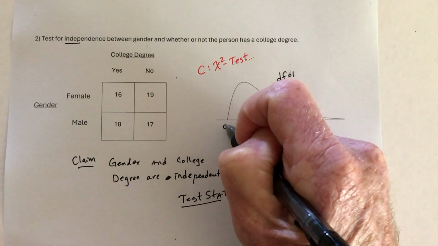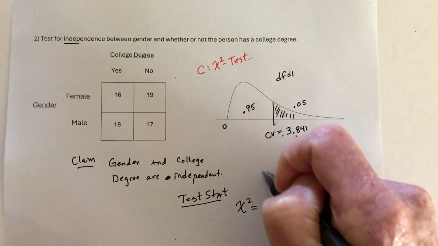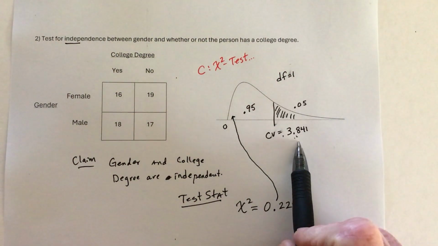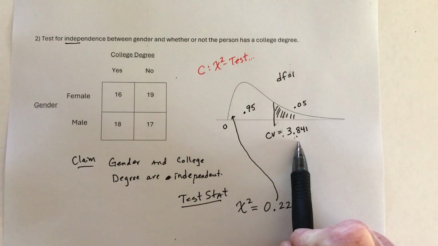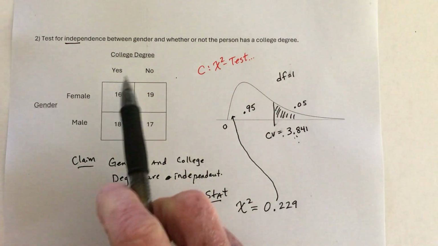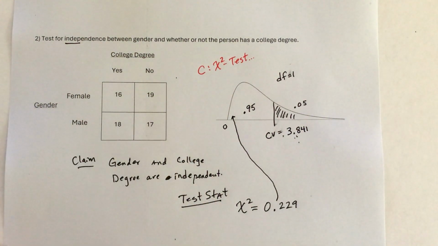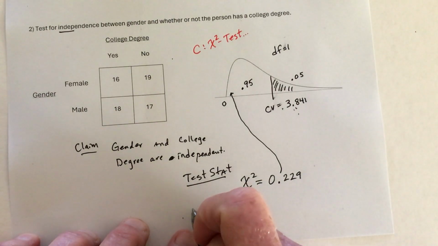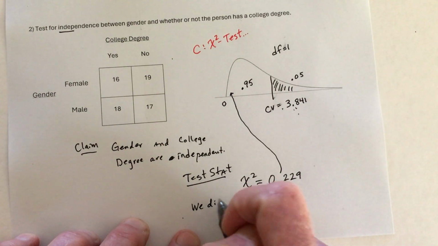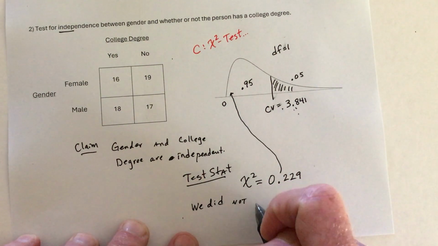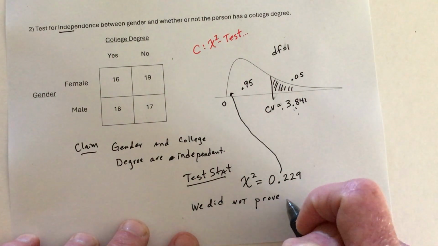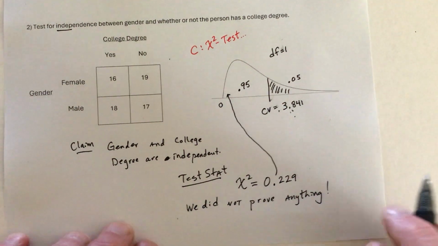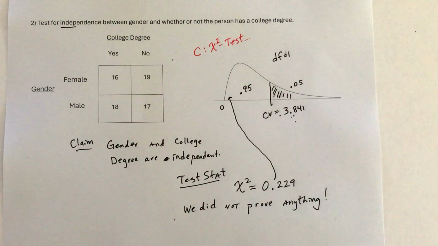Well, this graph starts with the 0 on the left, and this number was so small, it's basically way down here. It's not even close to rejecting. So we cannot say that college degree and gender have anything to do with each other. So we did not actually prove anything here. All right, that's the end of lesson 24.